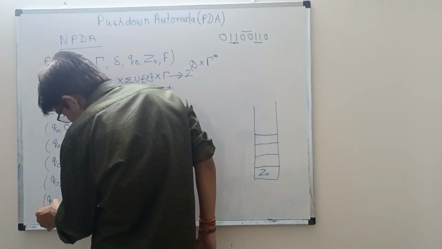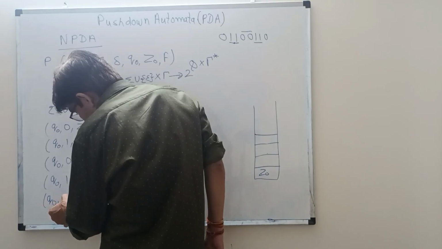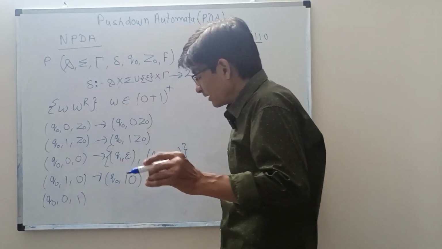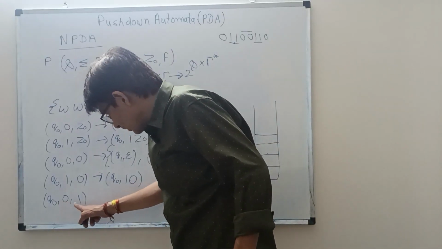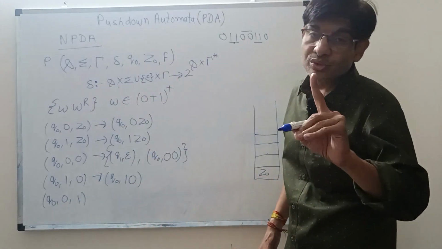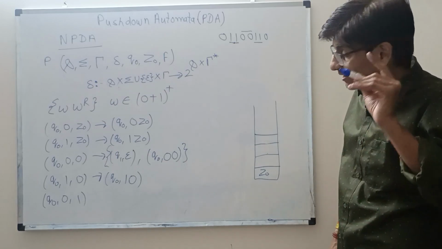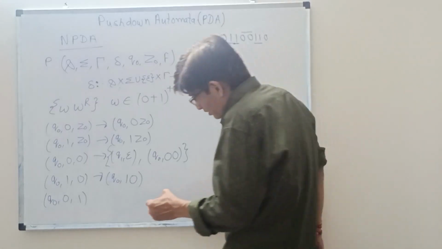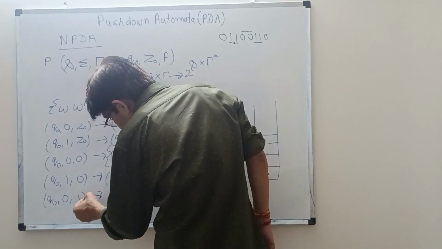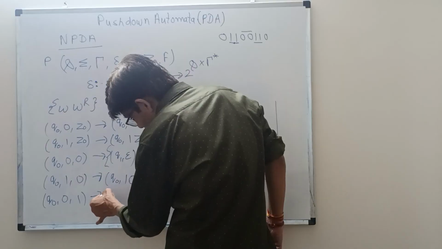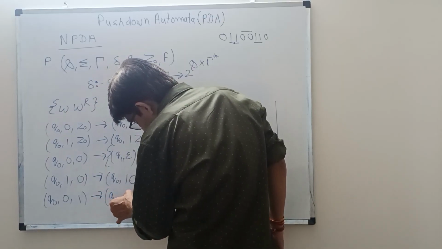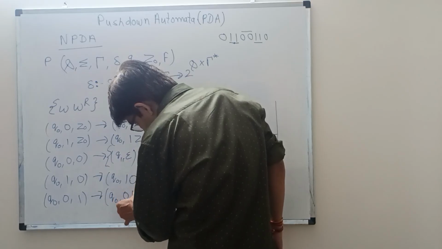I am in Q0, I am reading 0 and the stack top is now 1. So what would happen? I am reading 0 and the stack top is 1, which means two different symbols are there. That means it cannot be the middle of a string. So I can simply stay in Q0 and push this 0 onto the stack, and 1 stays as it is.